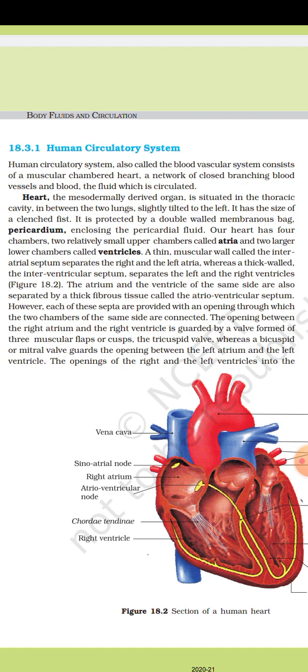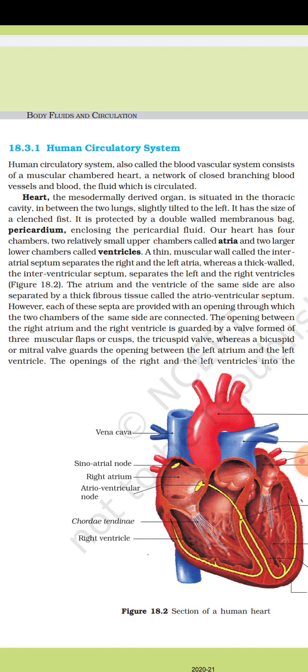It is protected by a double-walled membranous bag, the pericardium, enclosing the pericardial fluid. Our heart has four chambers, two relatively small upper chambers called atria, and two larger lower chambers called ventricles. A thin muscular wall called the interatrial septum separates the right and left atria, whereas a thick wall, the interventricular septum, separates the left and right ventricles. The atrium and ventricle of the same side are separated by thick fibrous tissue called the atrioventricular septum.